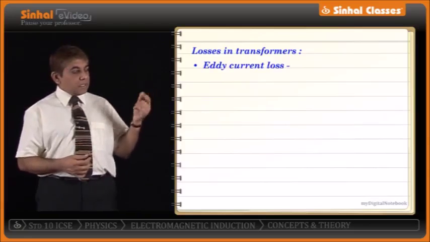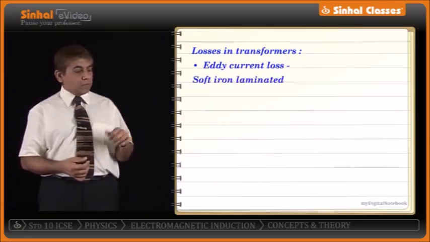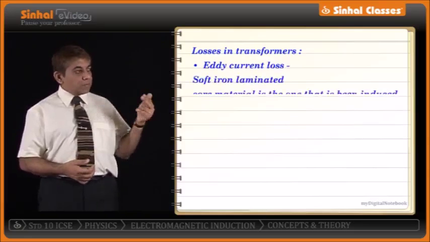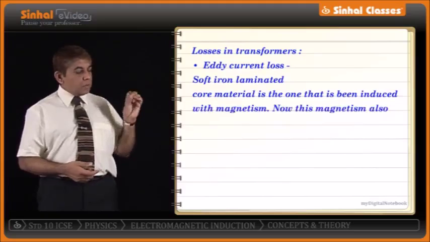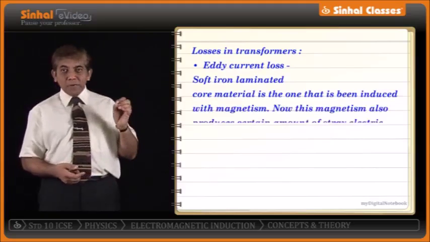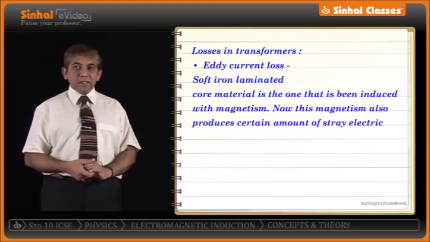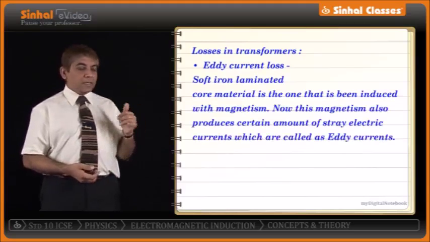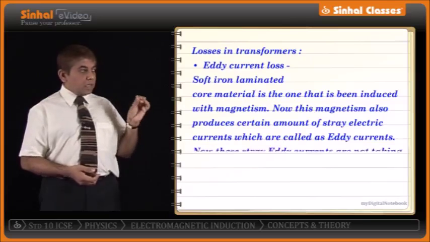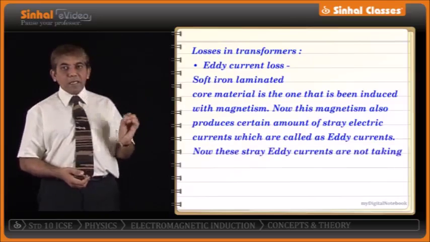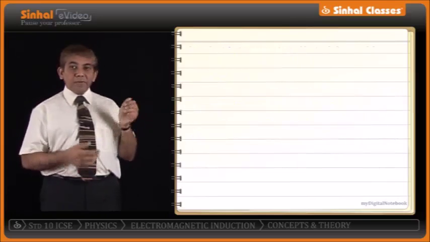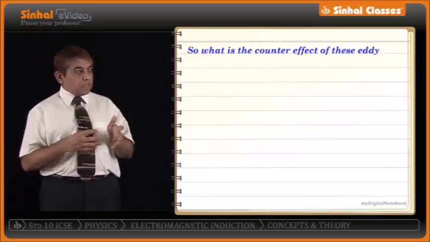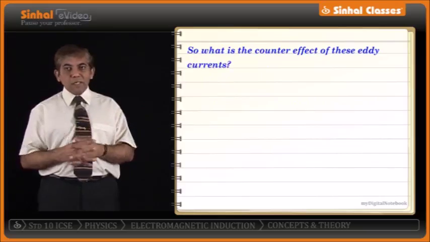As I said, this particular soft iron laminated core material is the one that has been induced with magnetism. Now this magnetism also produces a certain amount of stray electric currents, which are called eddy currents. Now these stray eddy currents are not taking part in the induction of magnetic flux. So what is the counter effect of these eddy currents? They basically warm up the core material.